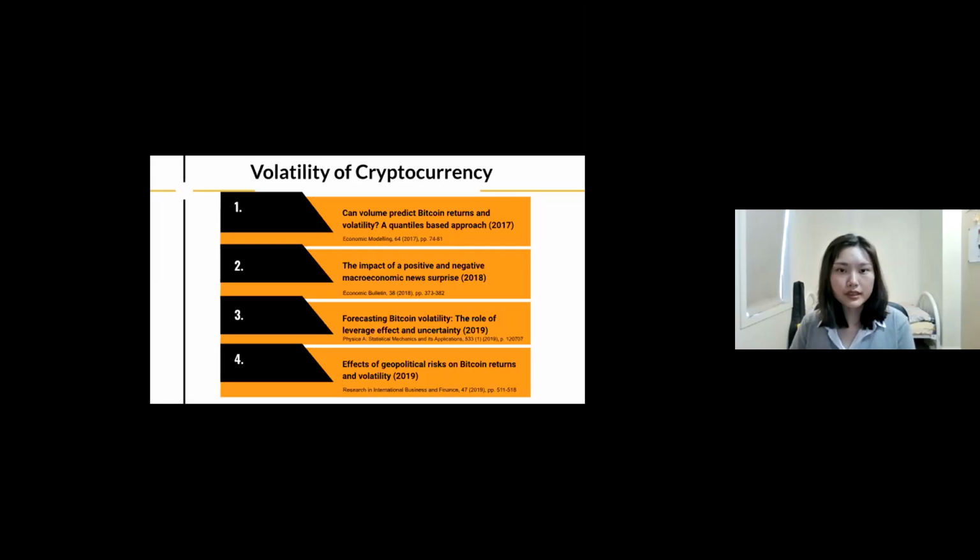The third paper suggests that there's a significant relationship between leverage effect and future Bitcoin volatility. The last paper found that geopolitical risks can predict Bitcoin prices volatility. Many researchers had suggested the existing predictability of returns and volatility of cryptocurrency. However, does the market volatility have any effects on the returns of cryptocurrency?